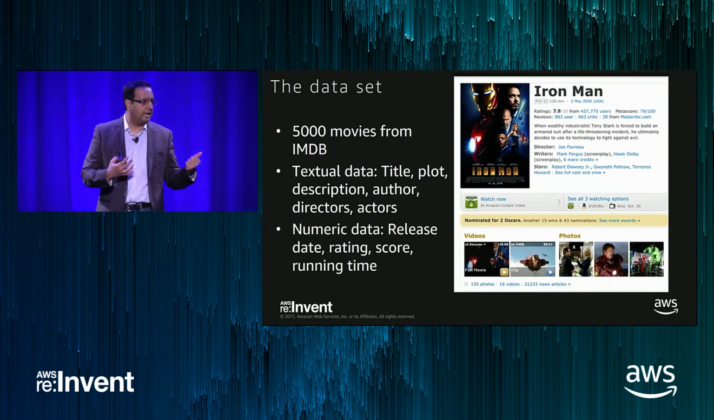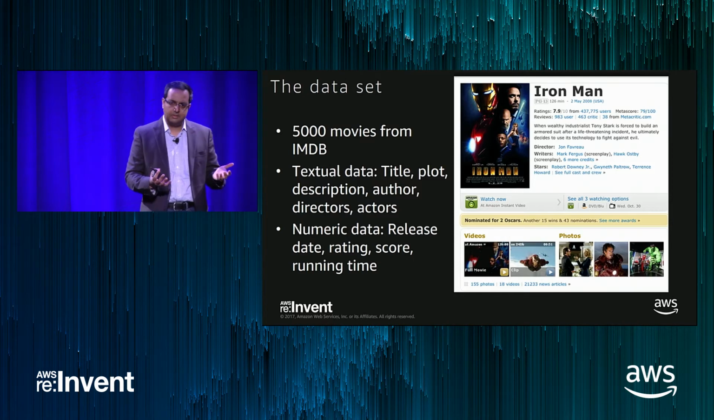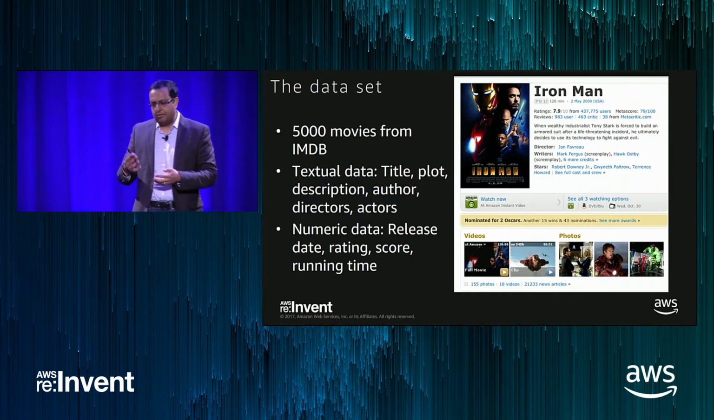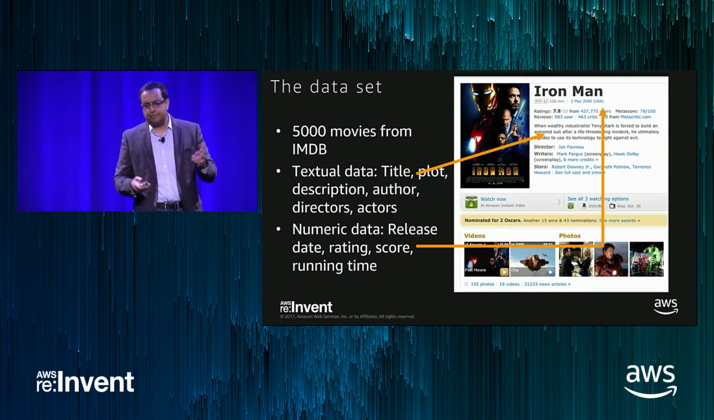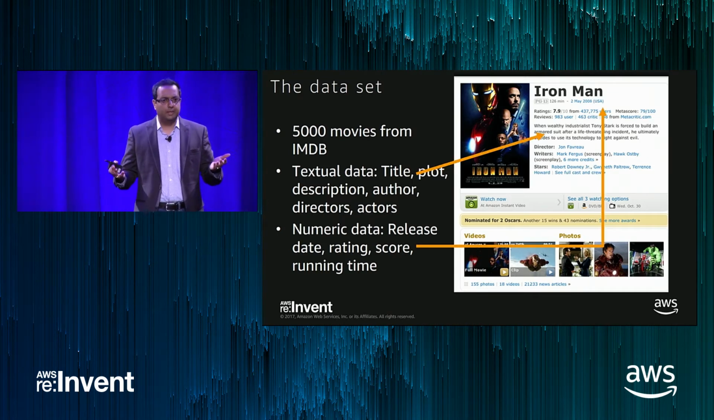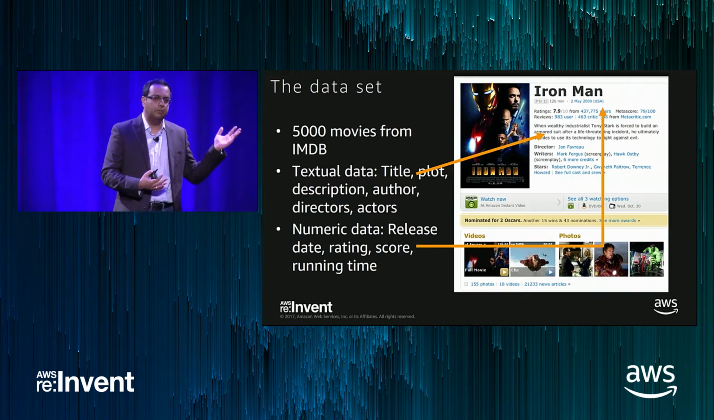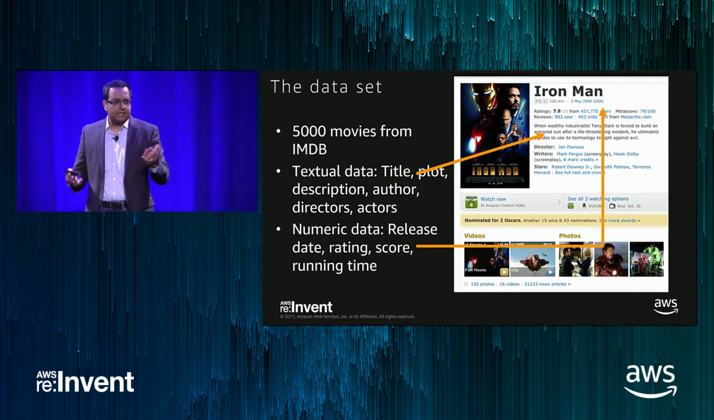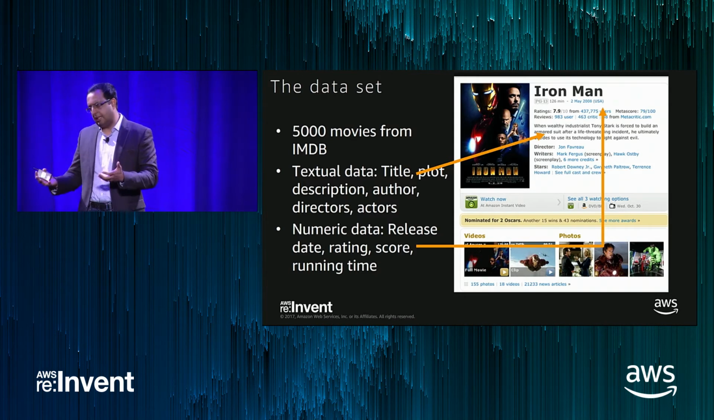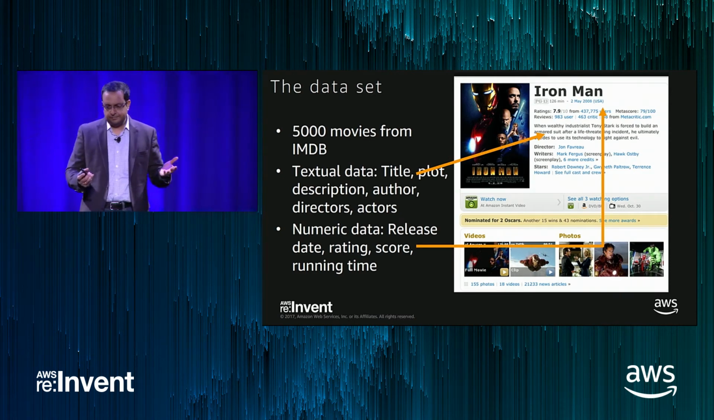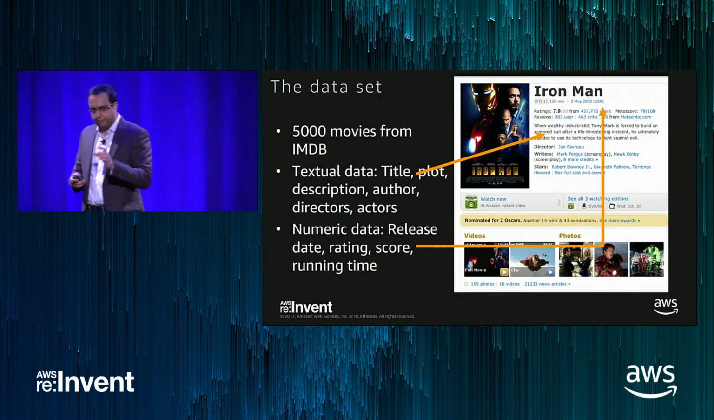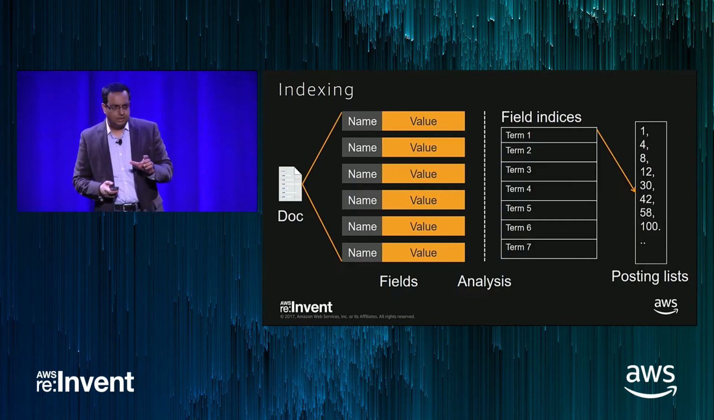So the data set here that I'm using is the IMDb database. It consists of around 5,000 movies, and each document here captures the various fields within a movie. So for example, here, for the Iron Man movie, there are full text fields like title and plot. There are also non-text fields like ratings and release date and so on. So let's dive into the first stage of indexing.